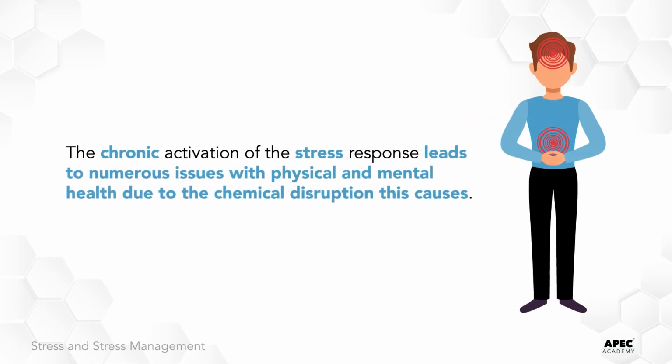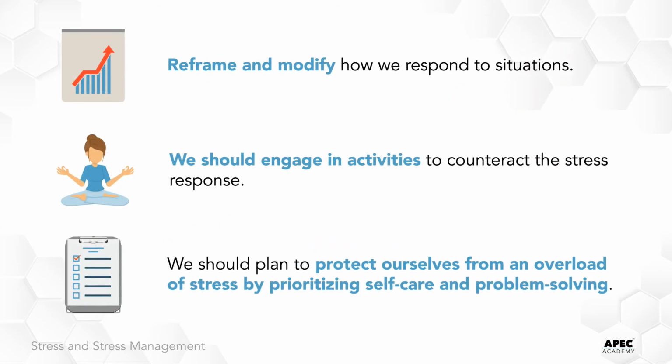The chronic activation of the stress response leads to numerous issues with physical and mental health due to the chemical disruption this causes. The adaptive system needed to counteract this response has 3 goals. Firstly, we should look to reframe and modify how we respond to situations to mitigate the activation of the stress response. Secondly, we should engage in activities to counteract the stress response, activate the relaxation response, and reverse the disruption stress causes to our physiology. Lastly, we should plan to protect ourselves from an overload of stress by prioritizing self-care and problem solving.